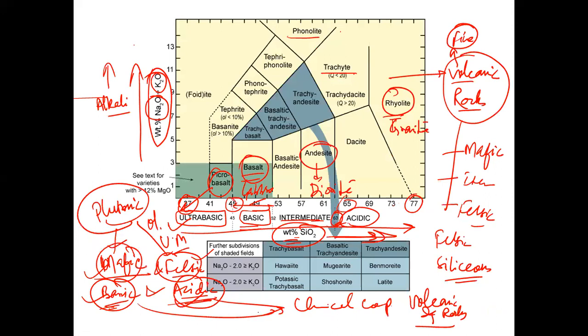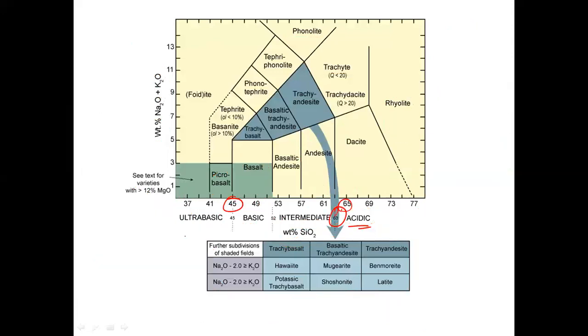So now see. These things are also represented here, as seen here. More than 63 or 65 is acidic. Less than 45 is your ultrabasic. And on this axis, your alkali amount increases. Okay, so this is your rhyolite.